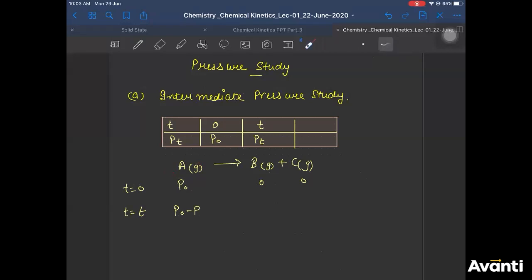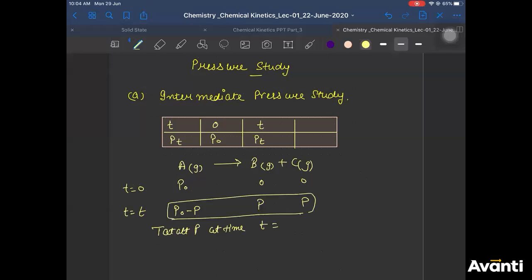So you can see 1 mole gives you 1 mole. So P will give you how much? P. 1 gives you 1. So P will give you how much? P. So what is the pressure you'll obtain here? P, P. Correct? What is the total pressure at time T? The sum of all these pressures. That is how much? P naught minus P plus P plus P. That comes out to be P naught plus P. Correct? So this is the total pressure at time T.